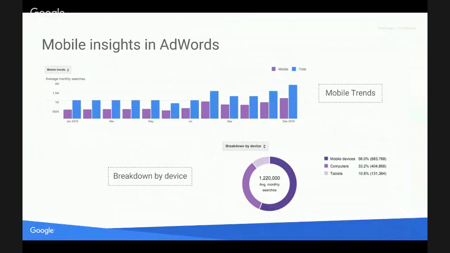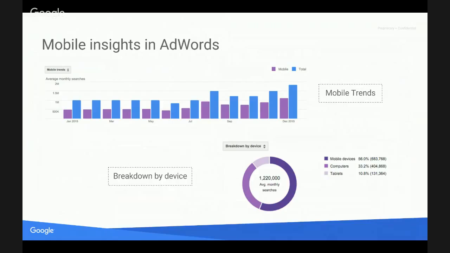Next, we have the mobile insights in AdWords. When you are planning your strategy, you have to make sure to understand the impact that mobile has at the market level. Here you can find two useful reports. These are the ones in the rectangular boxes: the mobile trends and the breakdown by device. And this can highlight the mobile impact.